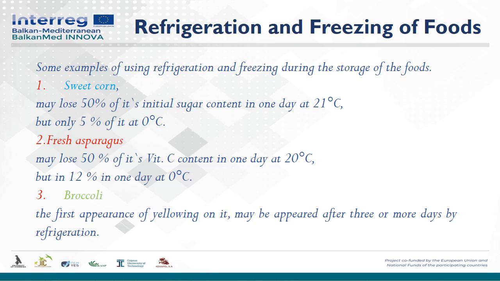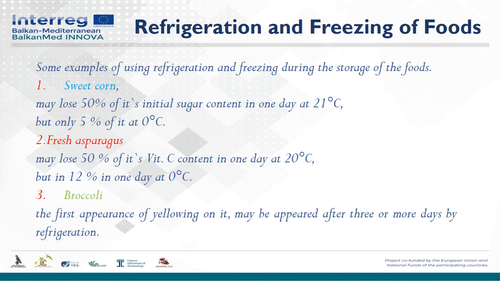The second example is fresh asparagus. If we store this food product at 20 degrees, we will lose 50% of its vitamin C content. But if we store this product at 0 degrees, we will lose just 12% in a day.